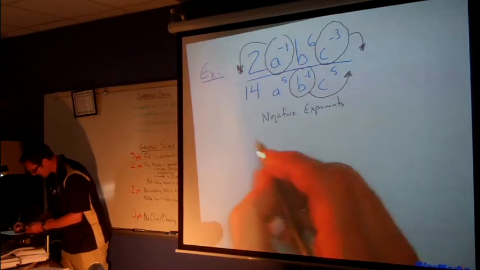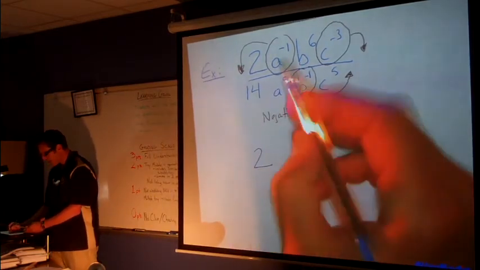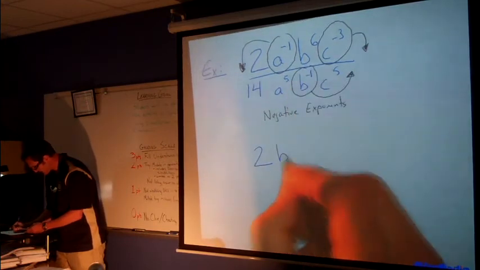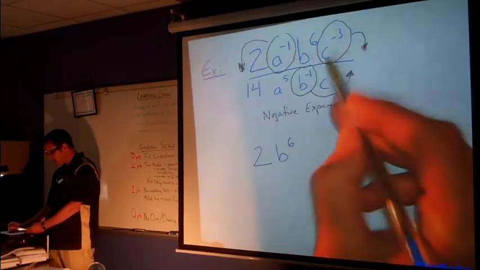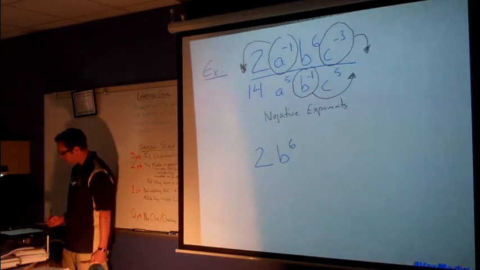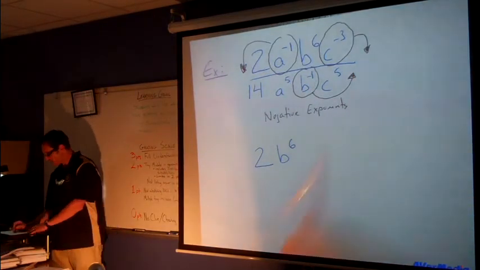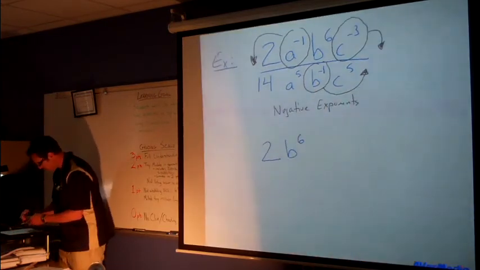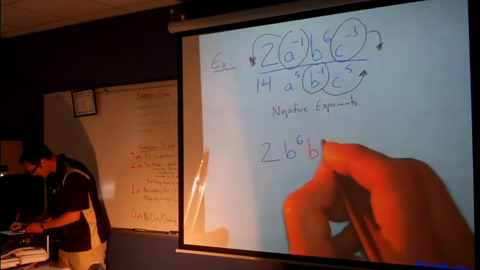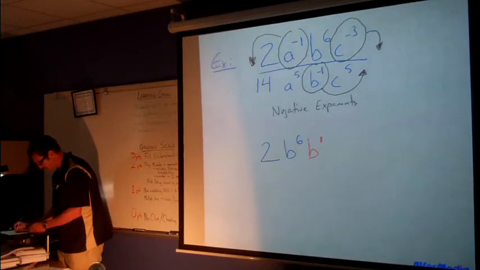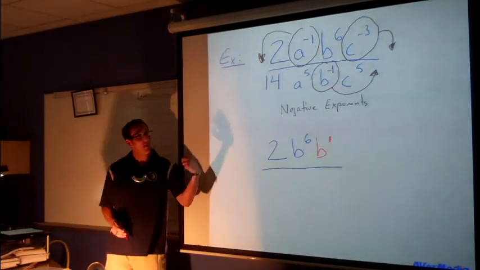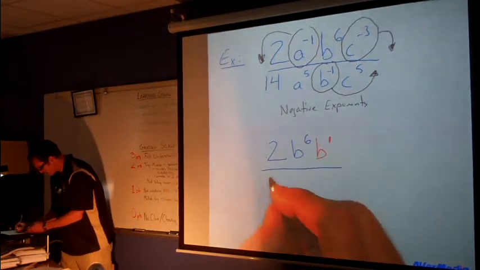So the 2 stays at the top. The a to the negative 1 is no longer there. The b to the 6th stays at the top. The c to the negative 3rd is no longer there. But the top is going to be joined by this little thing at the bottom. It's going to move to the top and become positive. So we're going to have b to the positive 1 join in at the top. And there's our top. At the bottom, the 14 stays.